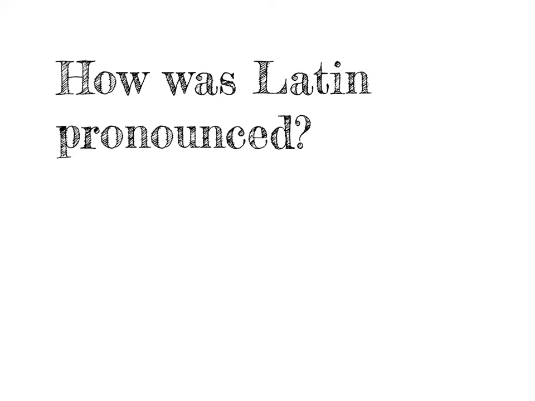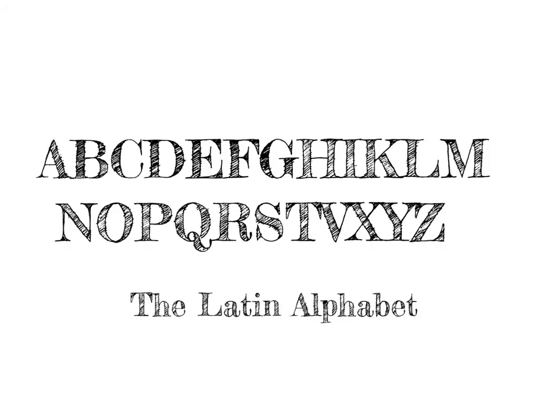Welcome back. In this pair of videos, I'll discuss the way the Latin language was pronounced. As you can see, the Latin alphabet is the one that we still use, but a couple of our letters are missing. The letter J was invented to describe the sound of the Latin letter I in front of another vowel or at the beginning of a word.